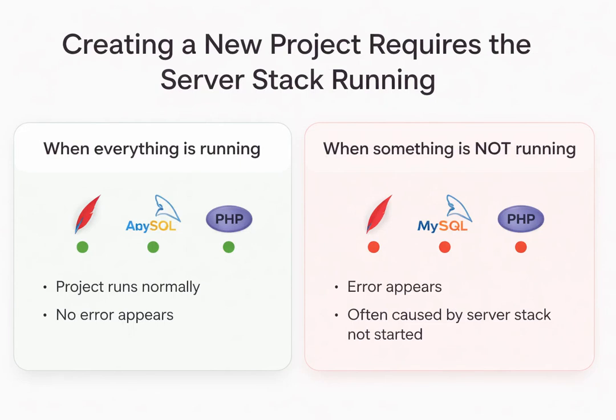Next, the instructor emphasizes a practical requirement. When creating and running a new web project, the local server stack needs to be running, otherwise errors show up. In typical setups, if Apache and the database service are already running, the project starts normally and nothing looks wrong. But if something is stopped, like the web server or the database, then the project can fail immediately. So the habit to build is, before blaming your code, first check whether the required services are actually started.